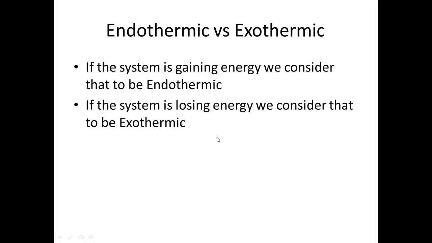If the system loses energy, we consider that exothermic. We release energy. So something like a flame burning is an exothermic reaction because that releases energy into the surroundings. Exo, meaning outside, thermic energy. So exothermic means outside energy, literally, meaning that energy is released.